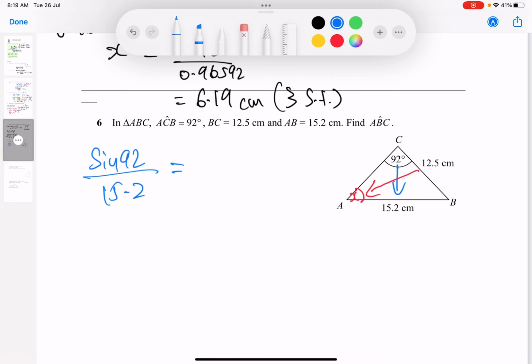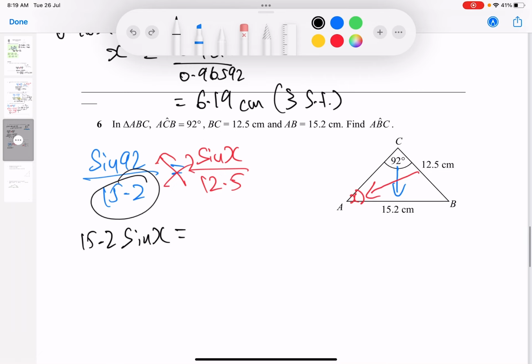Okay, I'm going to go through because of time. So the other matching pair would be sine x divided by 12.5, because that's the matching pair: the sine of this angle with its opposite length. Once I'm here, all I need to do is some cross multiplication. So I'm going to get 15.2 times sine x is equal to 12.5 sine 92.